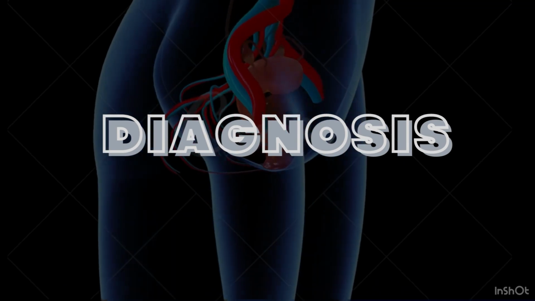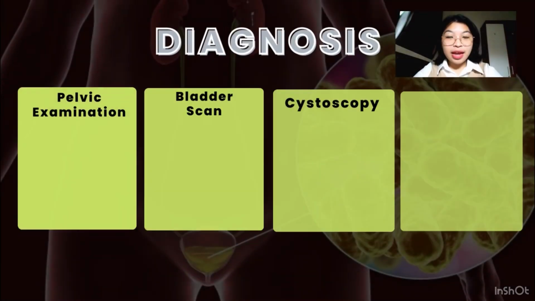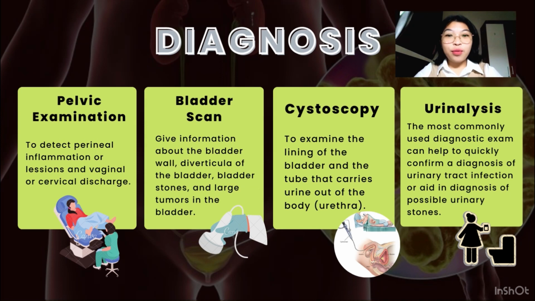I am Bernita Mary May, and I will explain the diagnosis for dysuria. To diagnose dysuria, there are a few tests that can be conducted. Firstly is pelvic examination. This test is usually for women. Women should have this test to detect perineal inflammation or lesion and vaginal or cervical discharge. While for men, they can undergo external inspection to detect penile lesion and discharge.